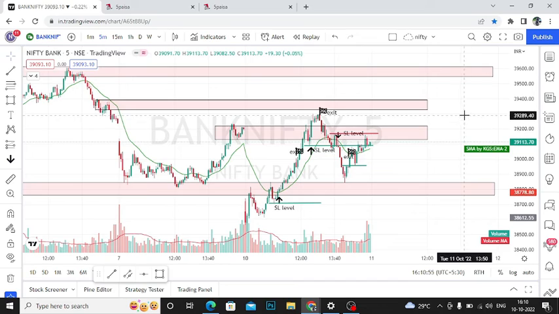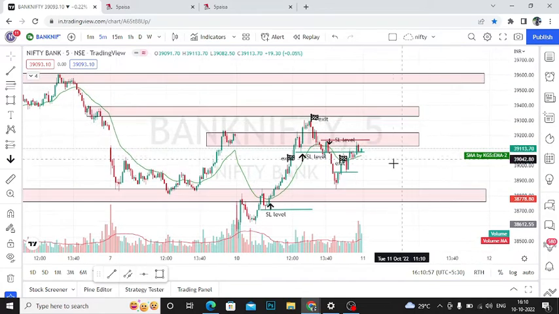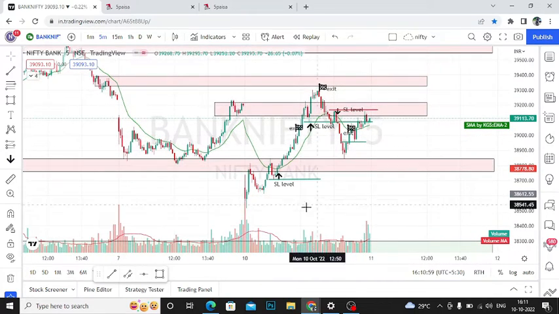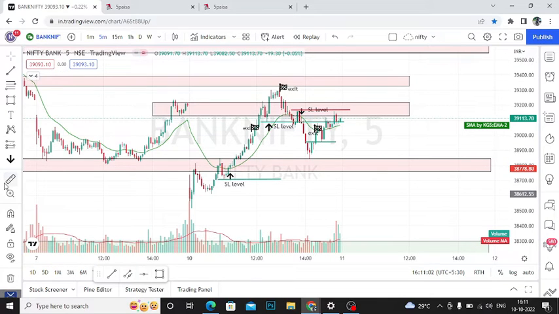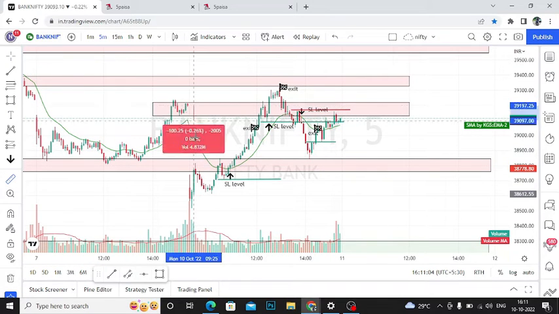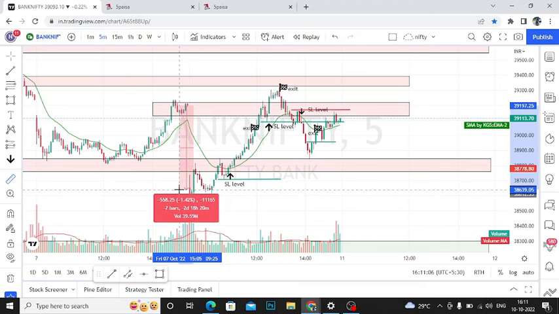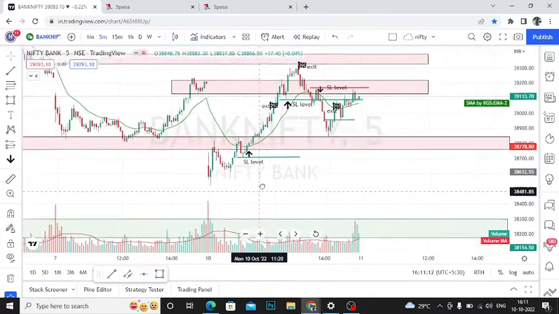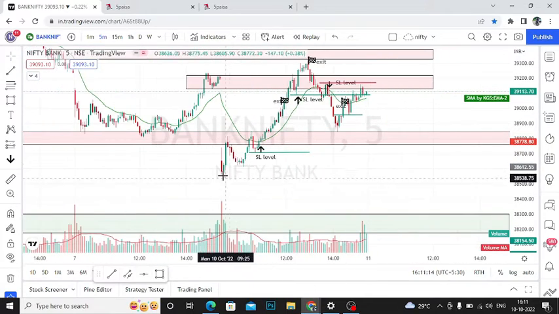Now let's see how the market played out for the day. The market opened with a gap down, almost 500-600 points, 558 points gap down in Bank Nifty. And after that it tried to pull back till this resistance area.